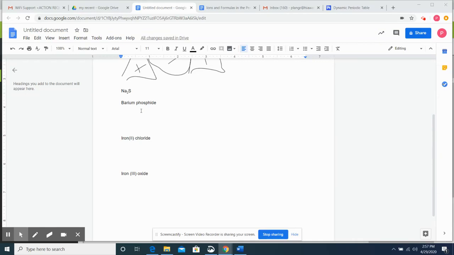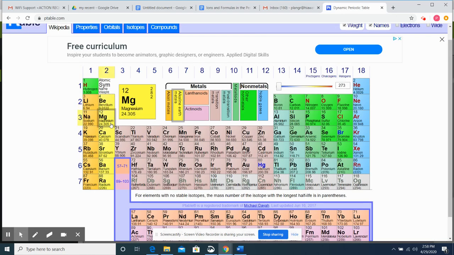So we're going to look at another compound here, barium phosphide, and write the formula by knowing the name. First thing we need to do is go into our periodic chart to find the charges on those elements. Barium is in group 2, therefore we know it has a +2 charge. Phosphorus is in group 15, therefore we know it has a -3 charge. You saw that in earlier videos.